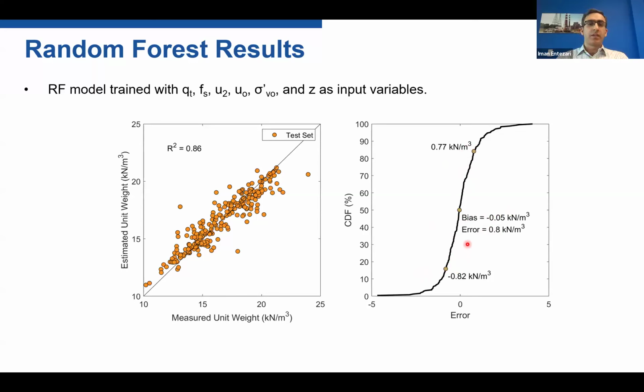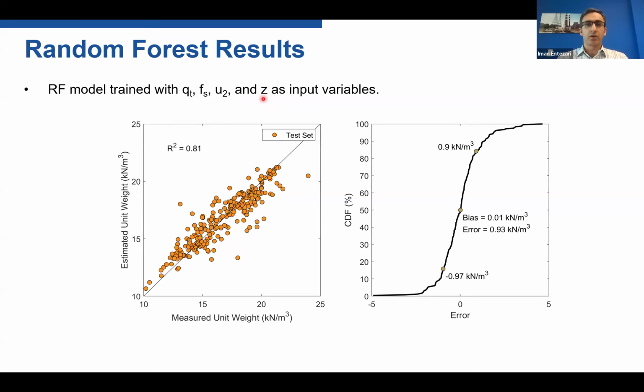So the issue with this model is that obviously, well, we may not know U naught always. And then effective stress, in order to have effective stress, we actually need to know unit weight to calculate total stress and then calculate effective stress. So we might do some repetition or iteration to basically be able to use effective stress as a parameter. So then in next step, we just try to see what happens if we just use the 4 basic CPTu parameters. And this is the results we got. So obviously the performance decreased a little bit, but it is still a strong correlation with overall error of 0.93 kilonewton per cubic meter of soil for unit weight.